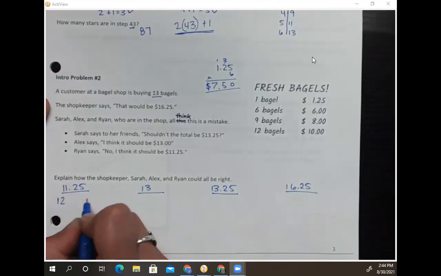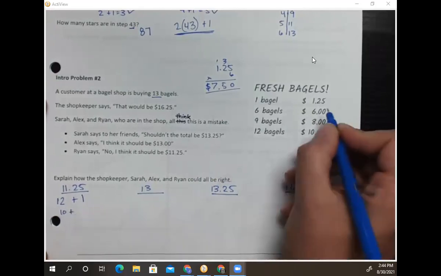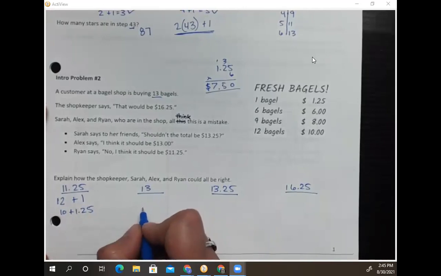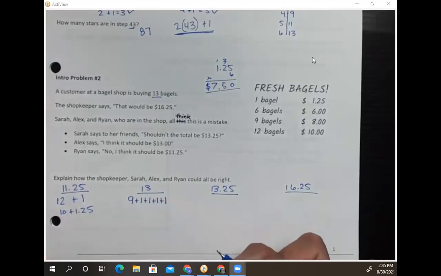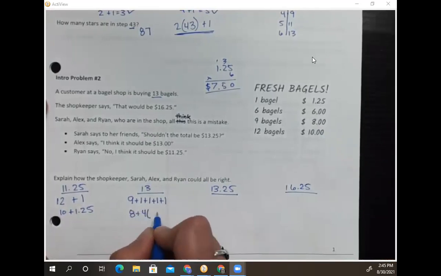Yeah, so they got to 13 by doing 12 bagels plus one bagel. 12 bagels is $10. One bagel is $1.25. And that's how they got their total of $11.25. How about that total of $13? How'd they come up with that? Hattie, go ahead. So they did 9 bagels and then they did 4 individual bagels. 9 bagels is $8. And then this would be 4 times $1.25 to give us our total of $13.